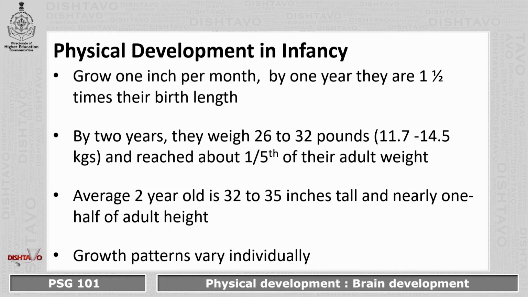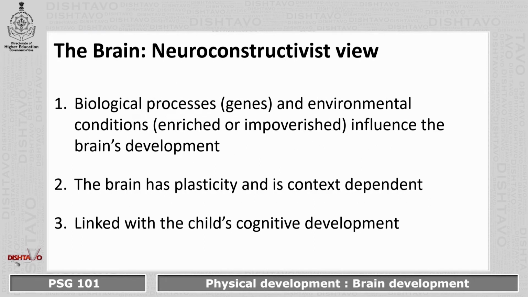Now, let's look at the brain, the neuroconstructivistic view. Earlier, scientists thought that our genes determined how our brains were wired, and that the cells in the brain responsible for processing information just maturationally unfolded with little or no input from the environmental experiences. This view, however, turned out to be wrong. Instead, the brain has plasticity, and its development depends on context.